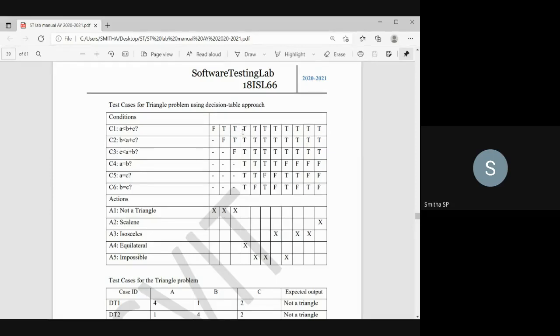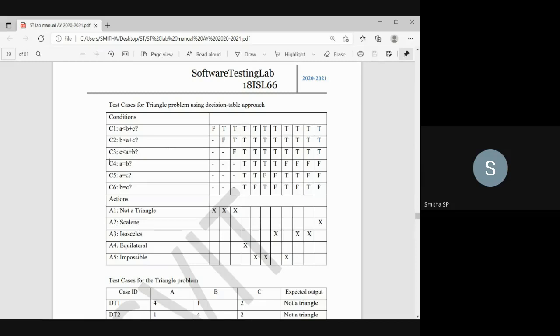Next, moving to the fourth rule, all the conditions up to C3 are satisfied. That means it is framing a triangle. So now your job is to check which kind of triangle it is. For that, you are supposed to check the further conditions.